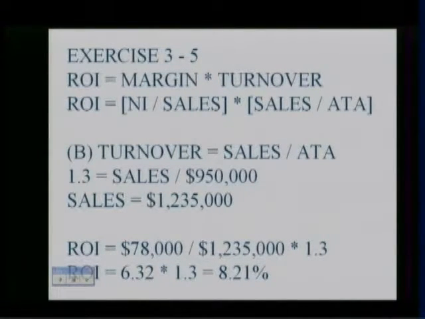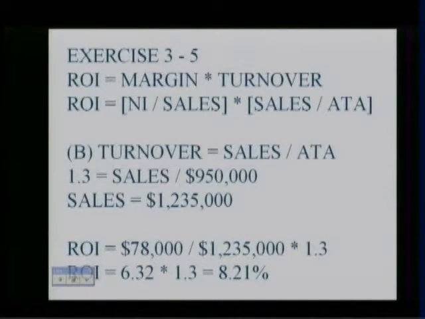Which one would you do next? Well, let's see what our ROI would consist of then. Our ROI would be $78,000 in net income, which they give us, divided by the $1,235,000. So that's our margin number. We can compute that, and we get 6.32%. So our ROI then would be 1.3 times 6.32%. So our total ROI would be 8.21%.